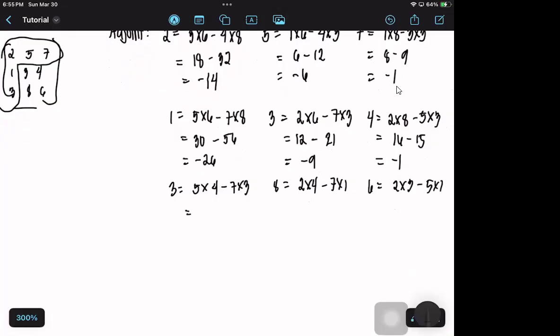So calculating it, it will become 20 minus 7 times 3, 21. It will become negative 1. Then 2 times 4 is 8. Then 7, it will become negative 1. 6, then it will become 5. It will become still negative 1.